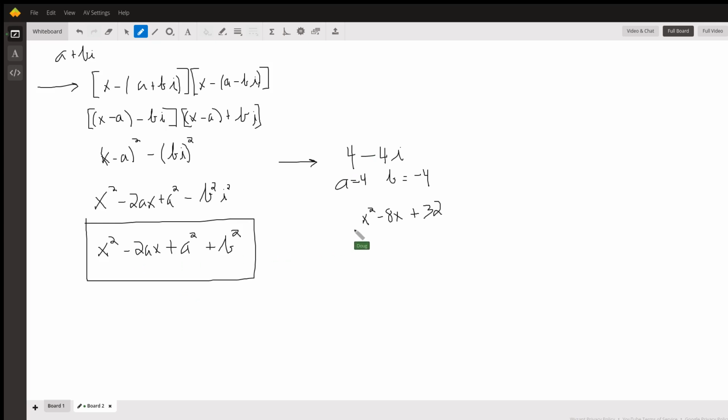x squared minus 2ax. Well, a was 4, so minus 2 times 4 is minus 8x. Then plus a squared plus b squared. 16 plus 16 is 32. That goes a lot quicker than doing this every time. So you might want to jot that formula down in your notebook.